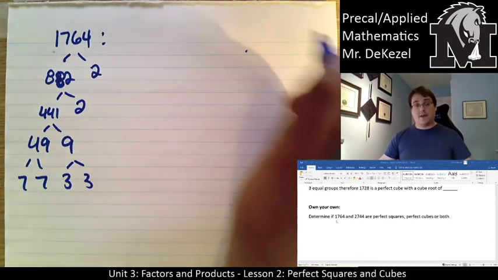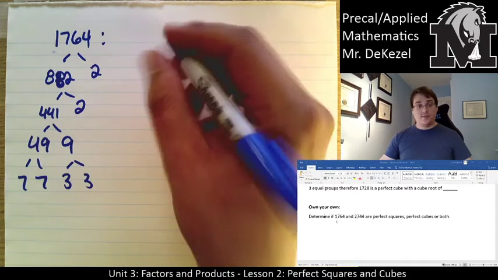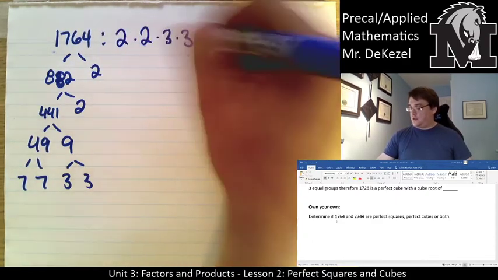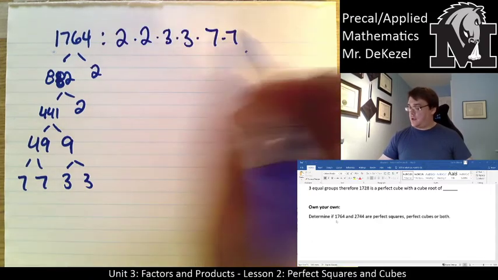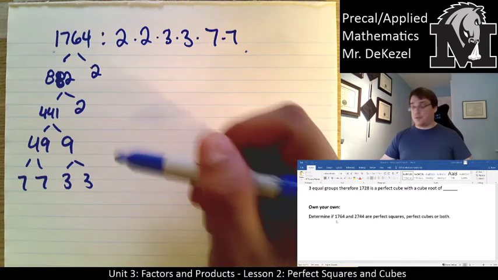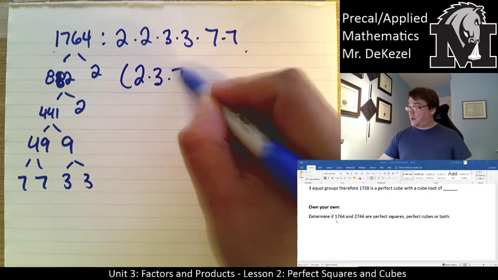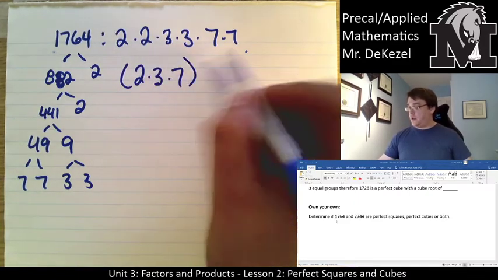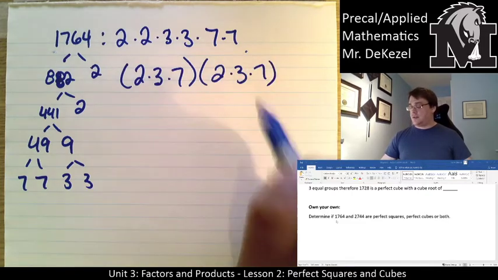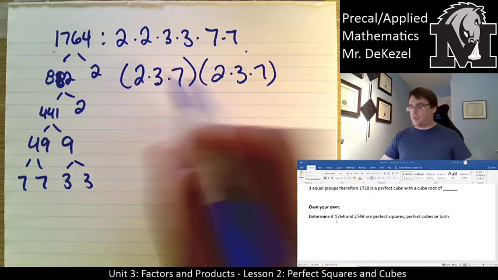Let's write this as a set of prime factors. I've got 2 2s, I've got 2 3s, and I've got 2 7s. So 2 times 2 times 3 times 3 times 7 times 7. So it looks to me like I could pull one of these for each and make 2 equal sets. So I've got 2 of each one. 2 times 3 times 7, and then 2 times 3 times 7. I can't break that up into 3s in any way. There's only one of each.